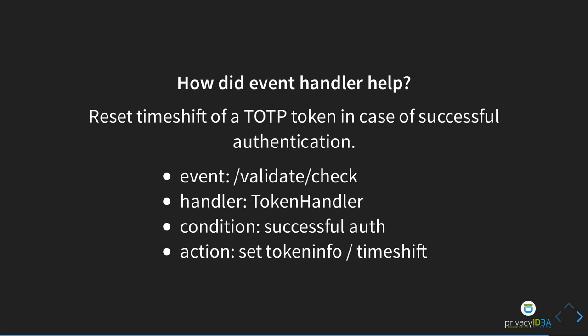And so we realized, of course, we can use the event handler. So in the event of an authentication request, if the authentication request is successful, and another condition could be if the token type is a TOTP token, the token handler takes care of set token info, and the time drift, as it is requested by the RFC, is also saved in a token info field. So in this case, we can set this time drift to zero each time the user successfully authenticates. So mission accomplished.